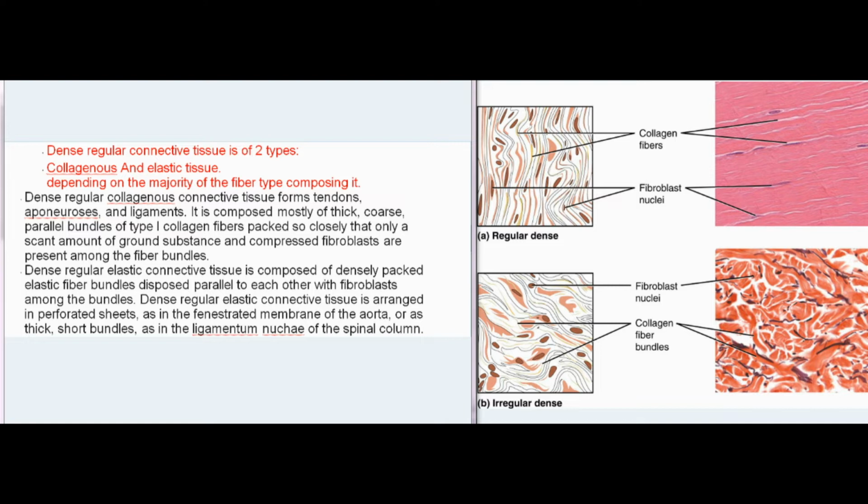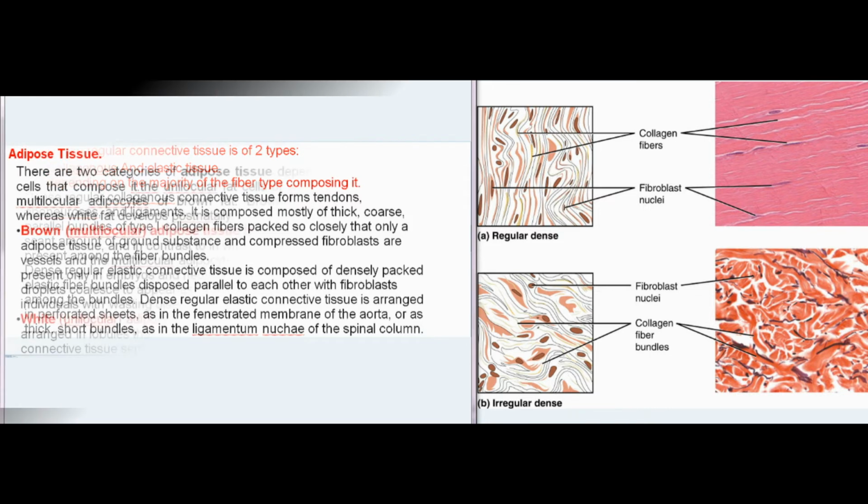It is composed mostly of thick, coarse, parallel bundles of type I collagen fibers packed so closely that only a scant amount of ground substance and compressed fibroblasts are present among the fiber bundles. Dense regular elastic connective tissue is composed of densely packed elastic fiber bundles disposed parallel to each other with fibroblasts among the bundles. Dense regular elastic connective tissue is arranged in perforated sheets, as in the fenestrated membrane of the aorta, or as thick, short bundles, as in the ligamentum nuchae of the spinal column.